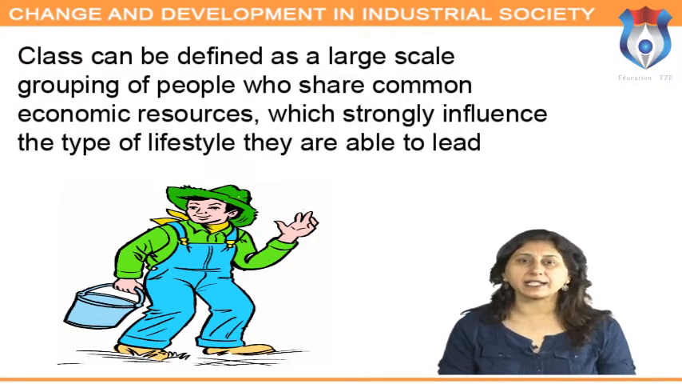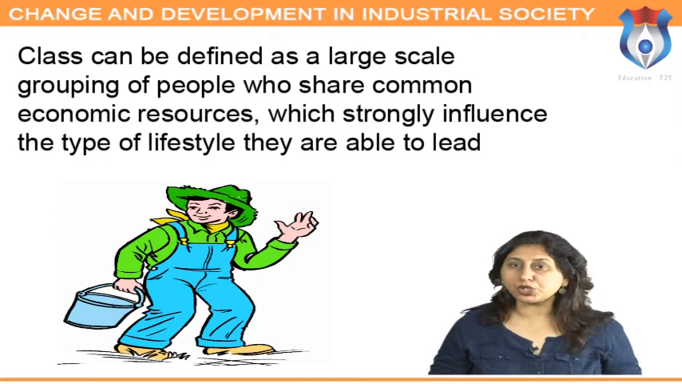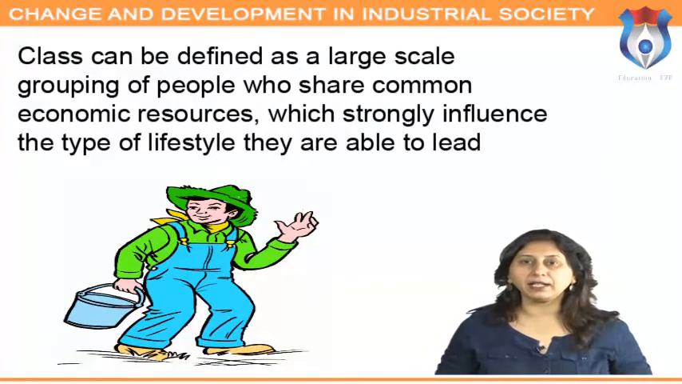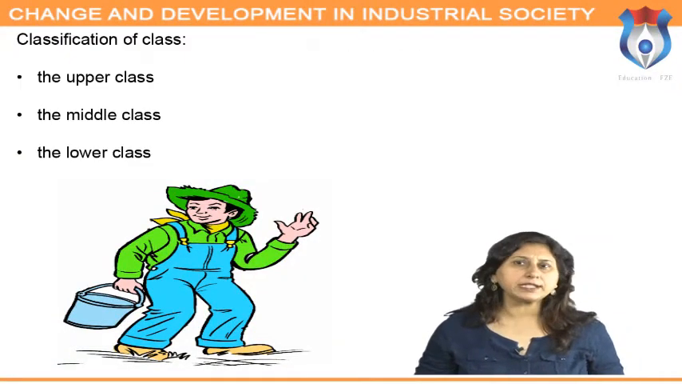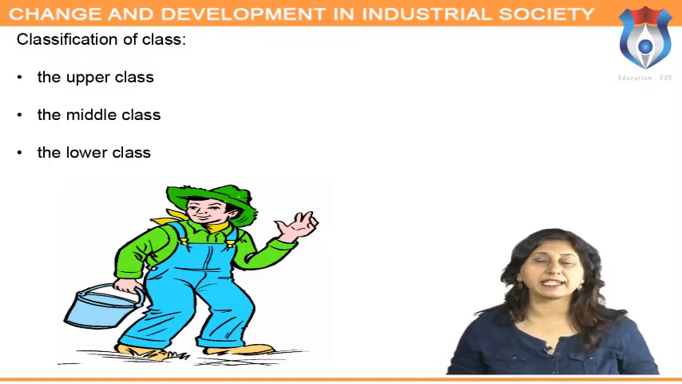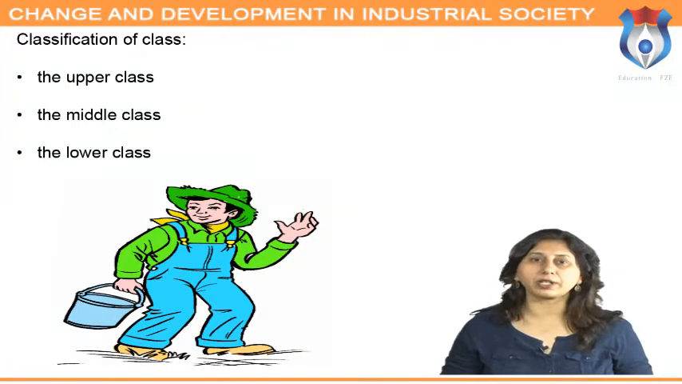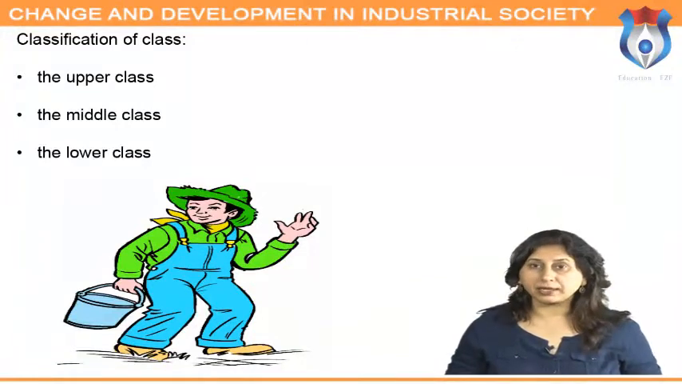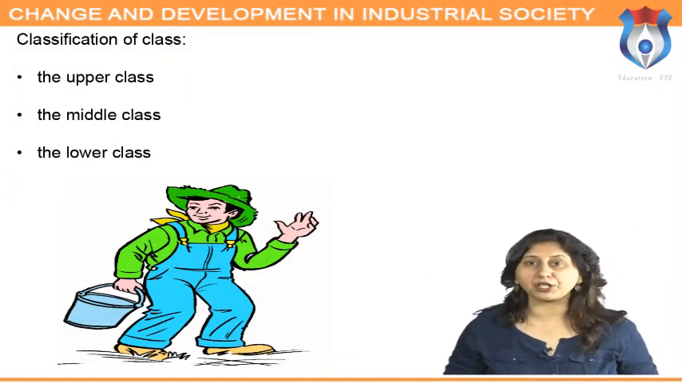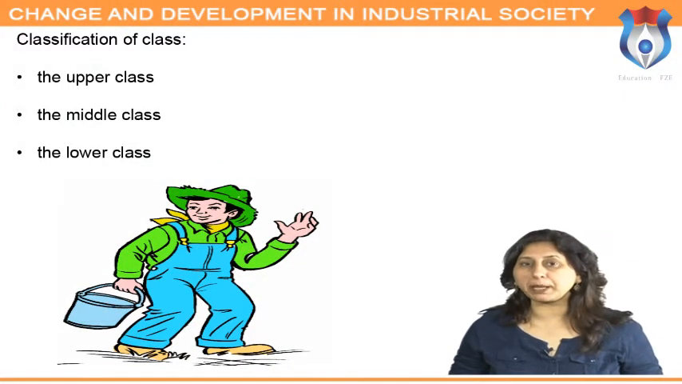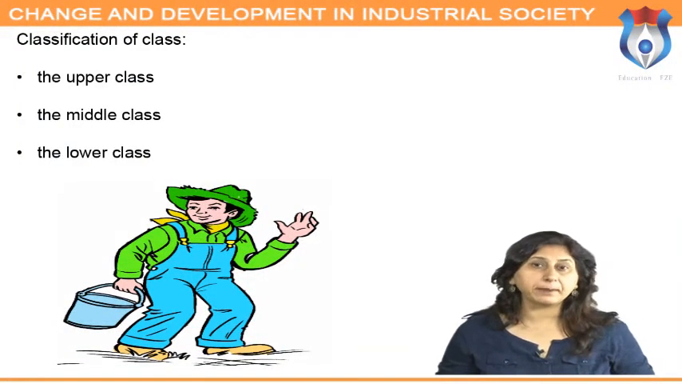Class can be defined as a large-scale grouping of people who share common economic resources which strongly influence the type of lifestyle they are able to lead. In modern industrial societies, class can be classified into three categories: the upper class, the middle class, and the lower class. The upper class is categorized by the ownership of property. The middle class is characterized by possession of educational credentials. The lower class or the working class refers to the people who have no authority over means of production and engage themselves in manual jobs.